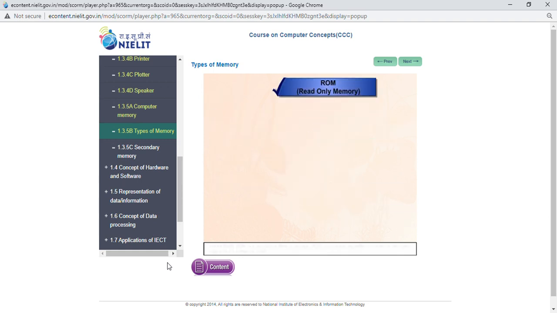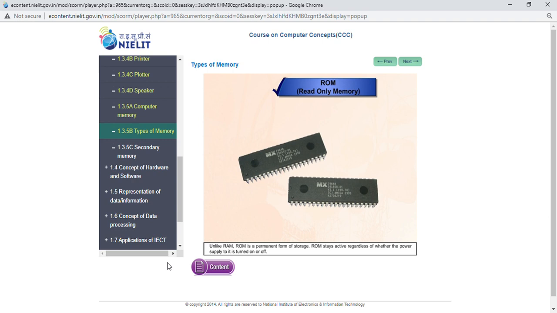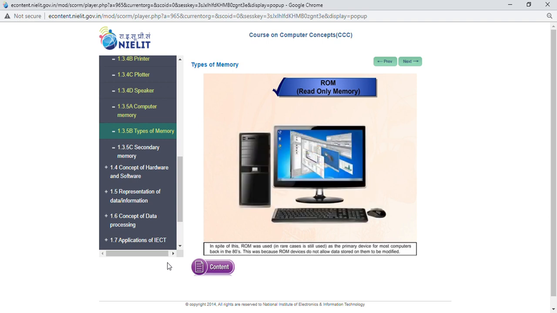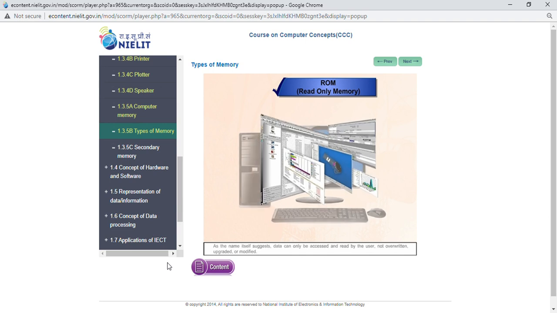ROM, read-only memory. Unlike RAM, ROM is a permanent form of storage. ROM stays active regardless of whether the power supply to it is turned on or off. In spite of this, ROM was used, and in rare cases is still used, as a primary device for most computers back in the 80s. This was because ROM devices do not allow data stored on them to be modified.